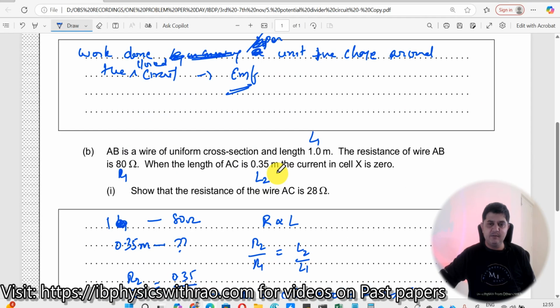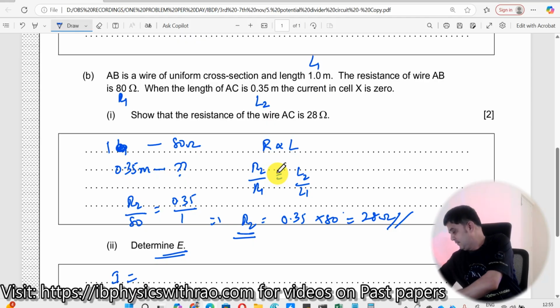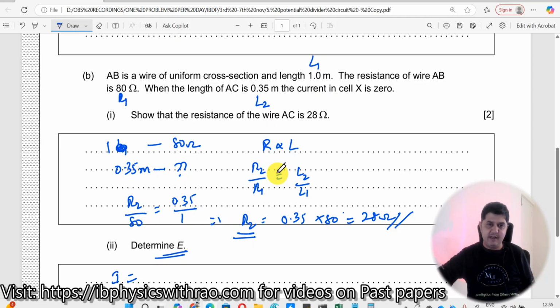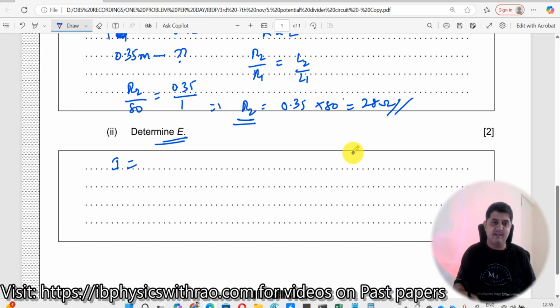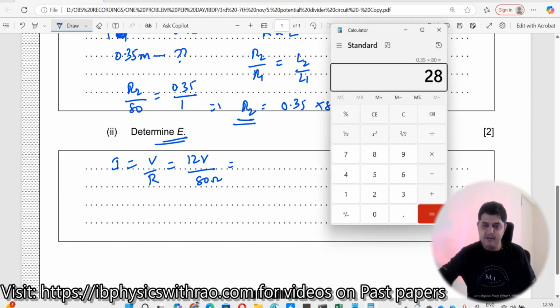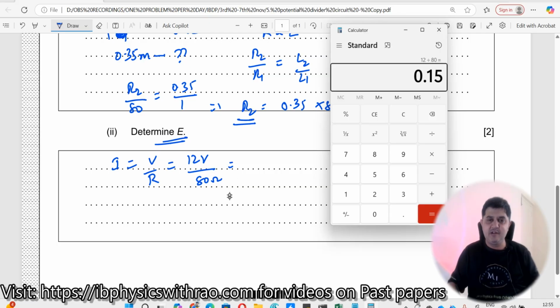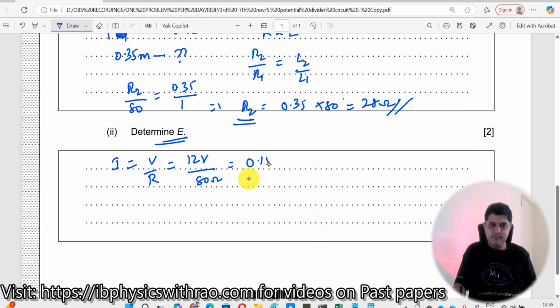This is 12 volt divided by resistance, 80 ohms. 1 meter was the length, right? So V divided by R, 12 volt divided by 80 ohms. 12 divided by 80 is 0.15 amperes.